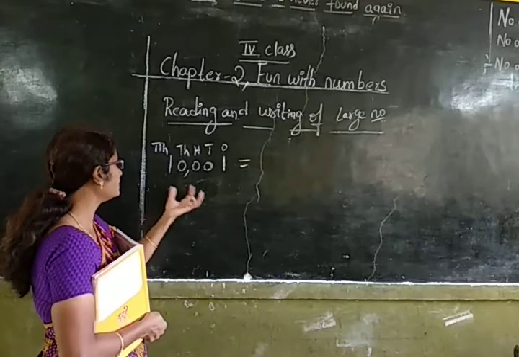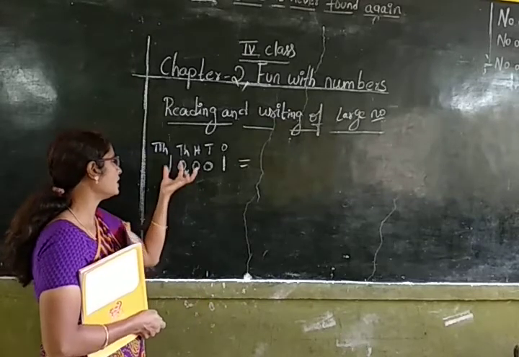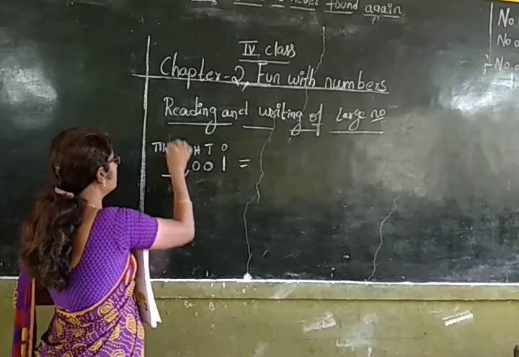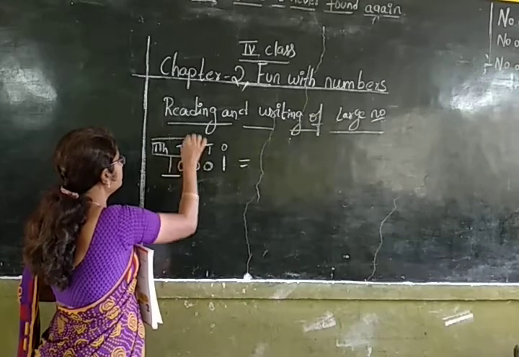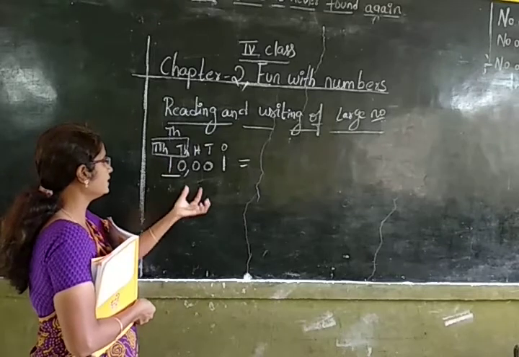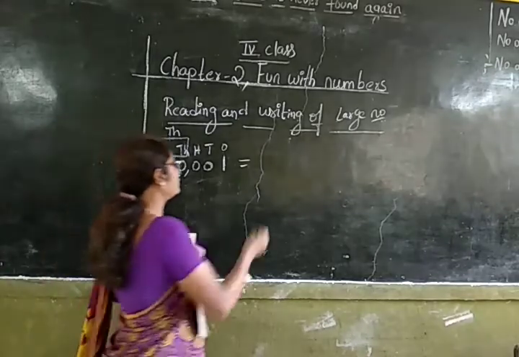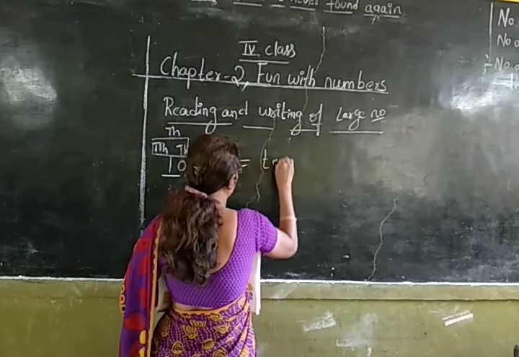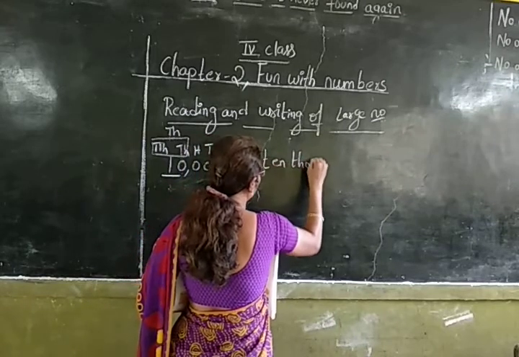Now how will we read this number? These two numbers are in thousands period. So you have to read this as 10,001.